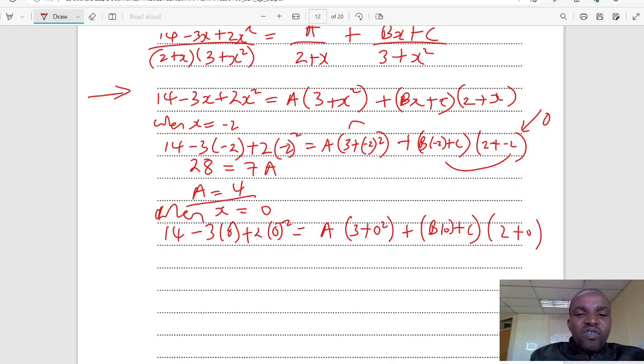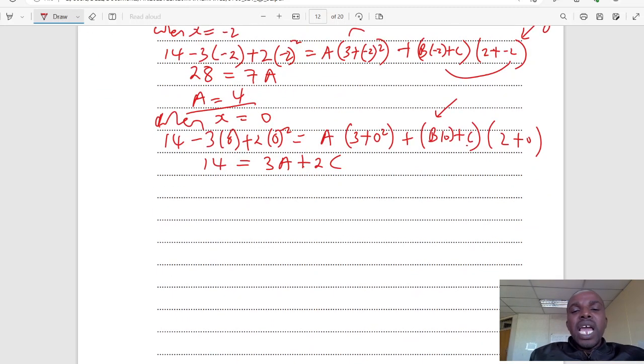Then I'll be left with 14 on the left side, is equal to 3a. Then on this side, b will be cleared, it will be c times 2, it will be 2c, like this. Right, then a is 4. I can put a equals 4 in this case, so it will be 14 is equal to 3 times 4 plus 2c.